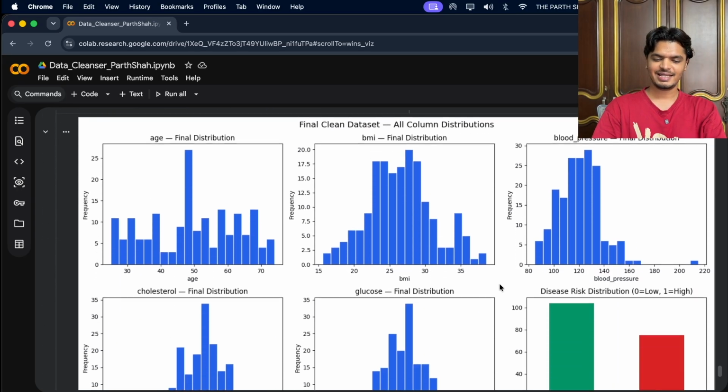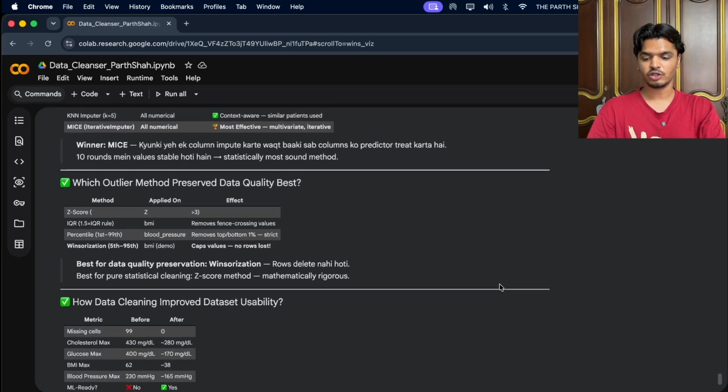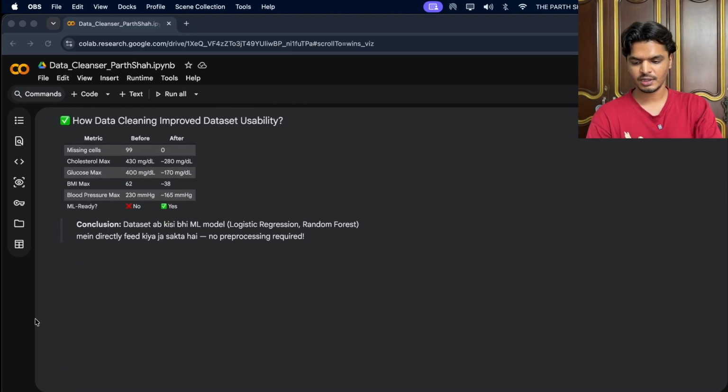So that's it. This was the complete walkthrough of my Jupyter notebook. To summarize, in this project, I demonstrated 7 imputation techniques and 4 outlier handling methods on a synthetic healthcare dataset. In my conclusion, MICE was the best imputation strategy as it captures multivariate relationships between medical variables, and Winsorization was the best method for data preservation, as it doesn't remove any rows.